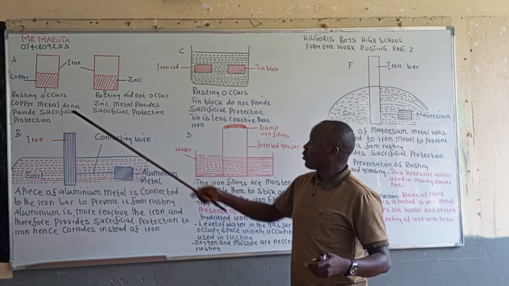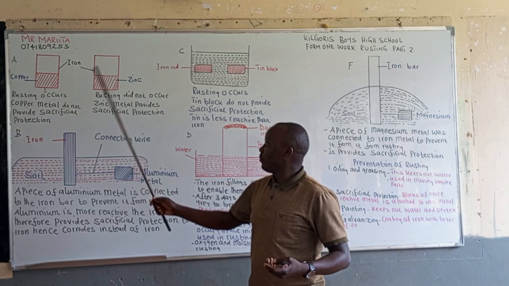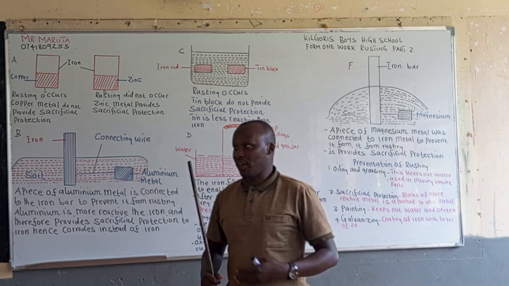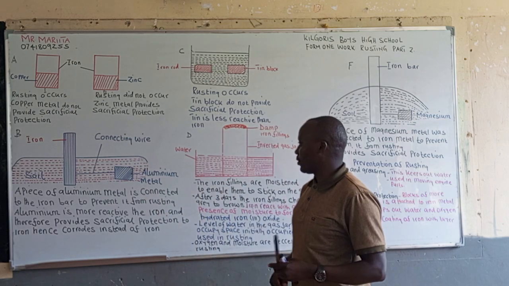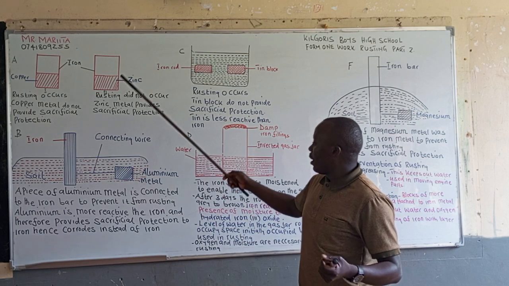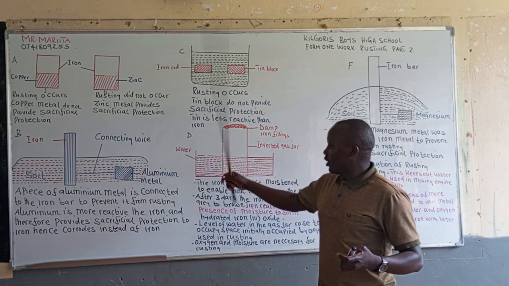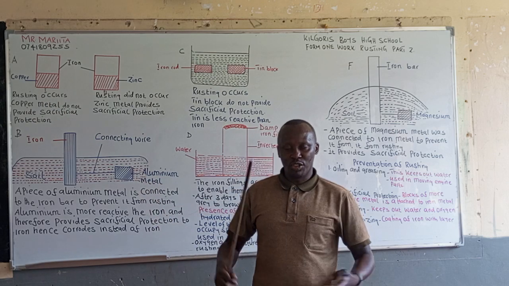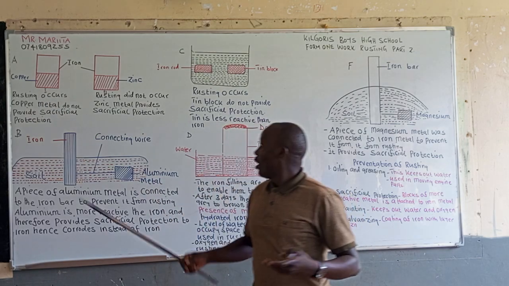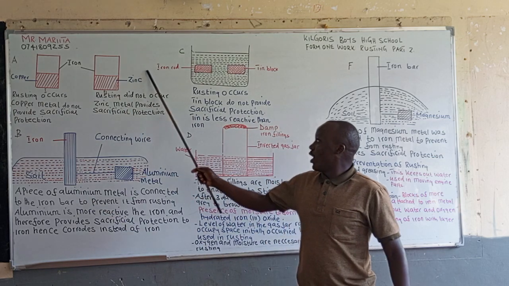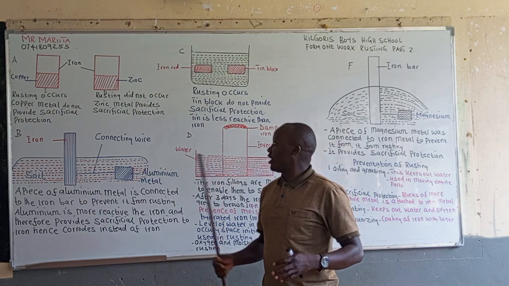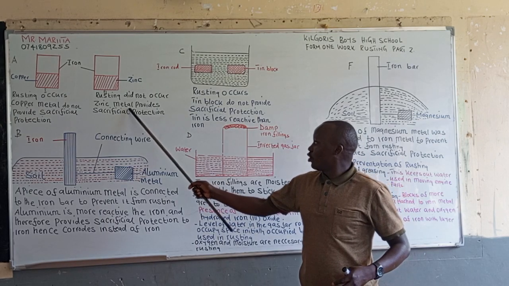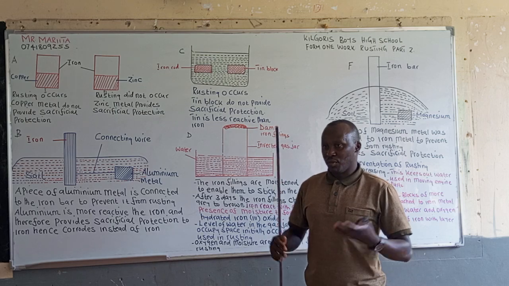So in such a case, when you look at number 1 here, rusting occurs because copper metal does not provide sacrificial protection. What we understand here is that copper metal is less reactive than iron metal. Therefore, it does not provide the sacrificial protection. When you come to 2, where we have an iron metal coated with zinc, rusting did not occur because zinc metal provides sacrificial protection.